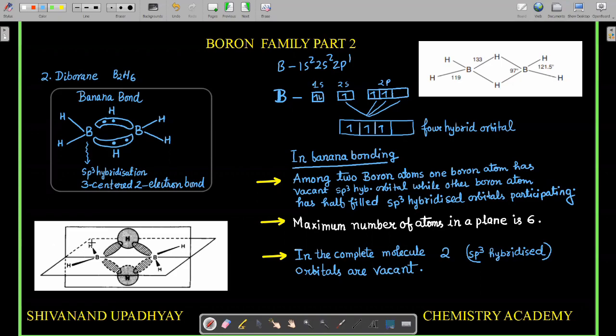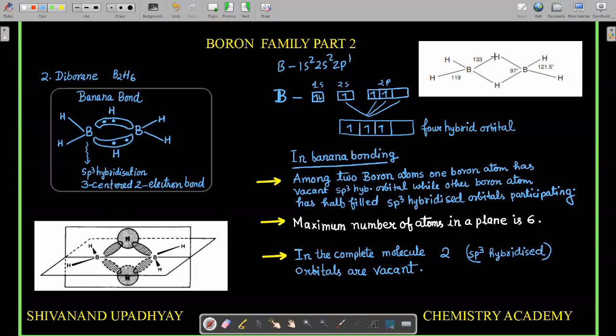So the maximum number of atoms in a plane is equal to 6. In the case of diborane, B2H6, the maximum number of atoms in a plane is equal to 6. And this is some information about the angle: this is the terminal bond length between boron and hydrogen, and this is the bridge bond length between boron and hydrogen.